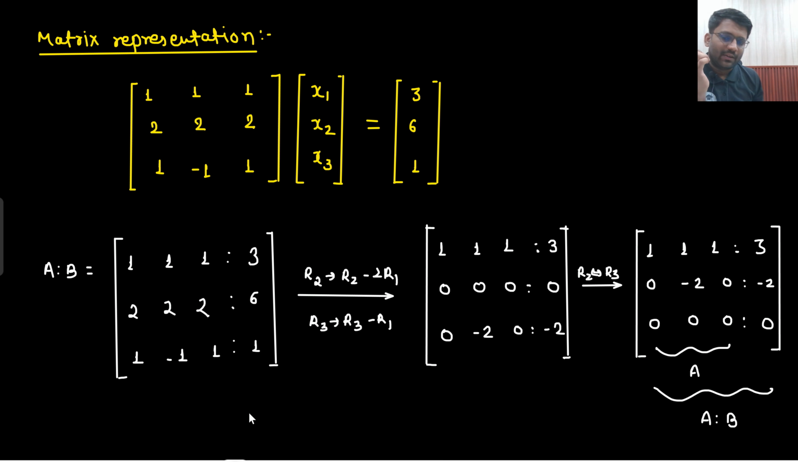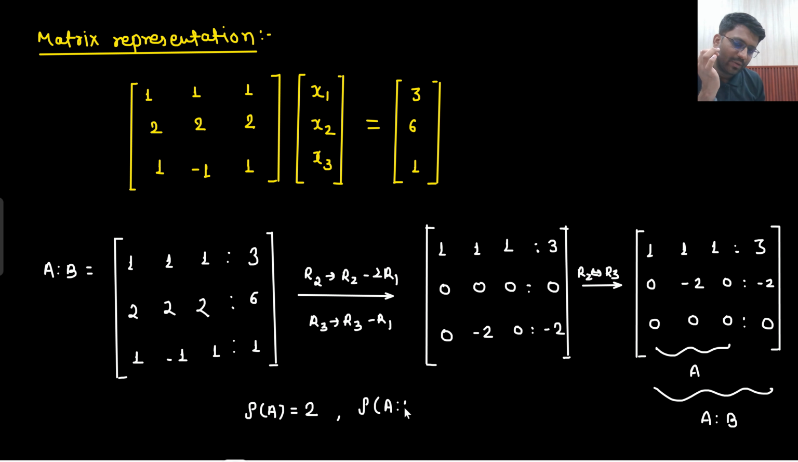Let me know one thing. What is the rank of A here? Only this much matrix you need to consider. So how many non-zero rows are there? 2 non-zero rows are there. Rank of A is coming out to be 2.